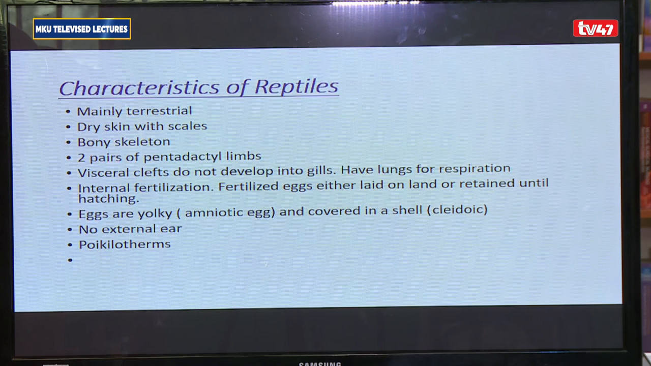And the fertilized eggs tend to produce young ones that are similar to the adult. They are basically small forms of the adult. For them, they don't have an external ear. And they are also poikilothermic. One other characteristic of the reptiles, they tend to live for a long period of time, but they have got very slow rates of reproduction.